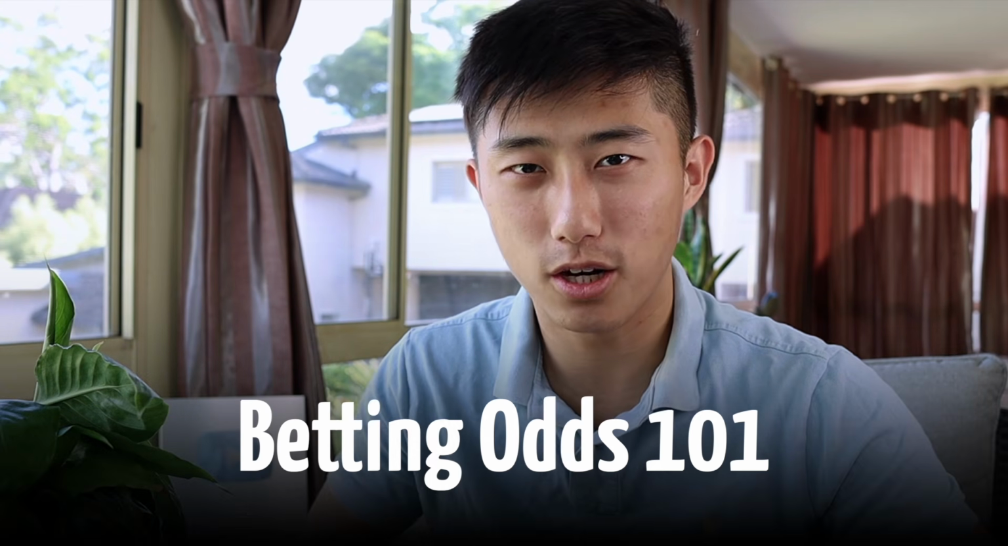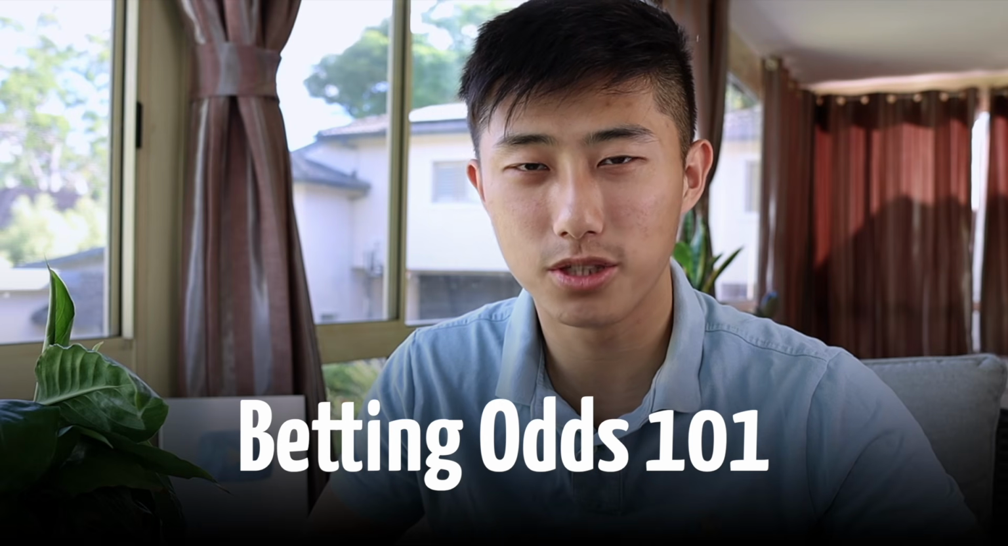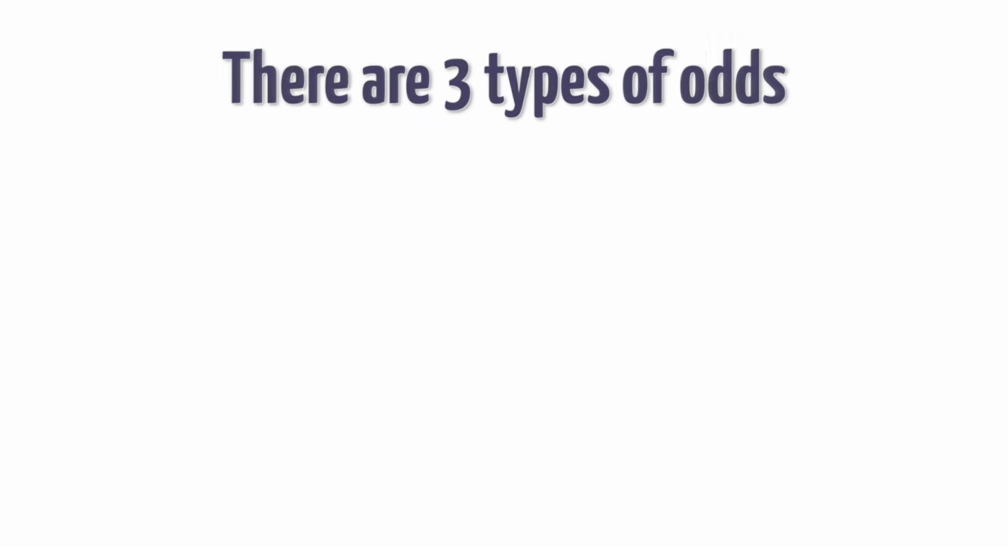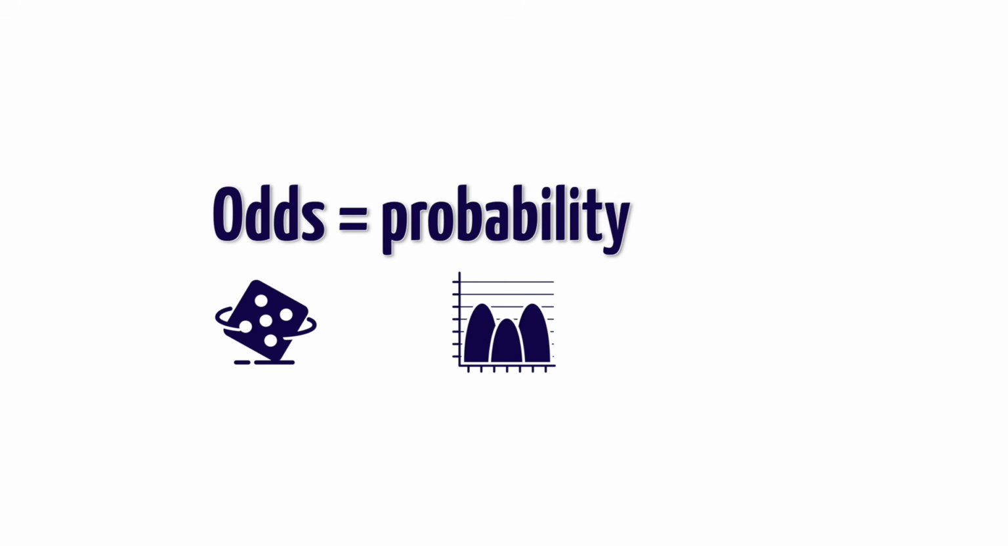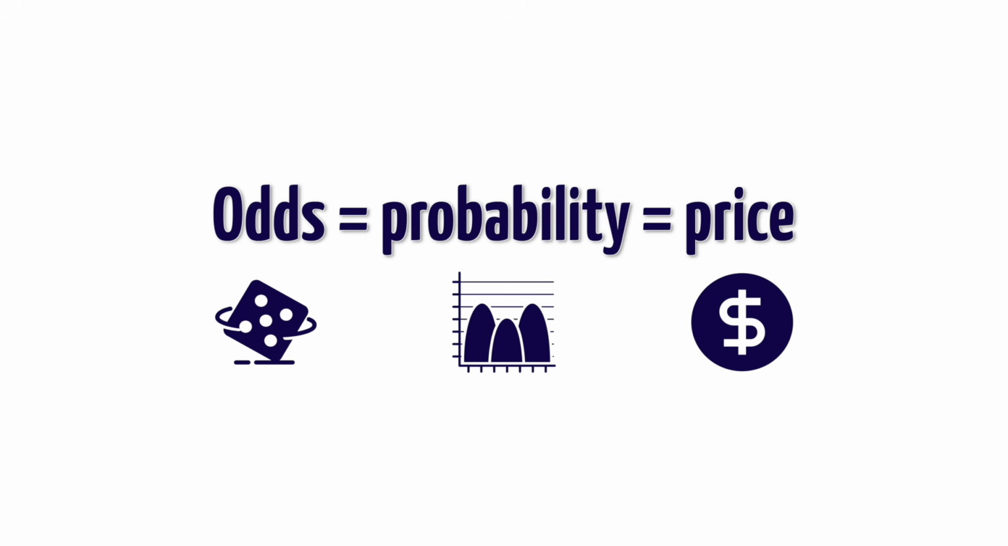So in this video, in 6 minutes, I'm going to be teaching you everything you need to know about betting odds and why it's the fundamentals of every betting strategy. There are 3 types of odds: American, decimal, and fractional. It doesn't matter what odds you use, ultimately they are just a representation of the probability and therefore price, which we can see in an example.